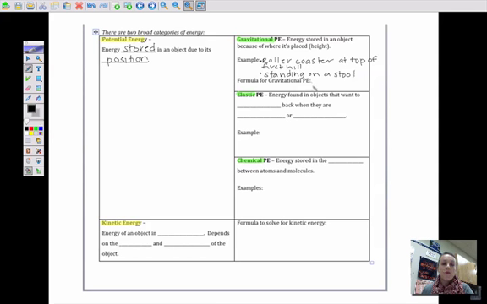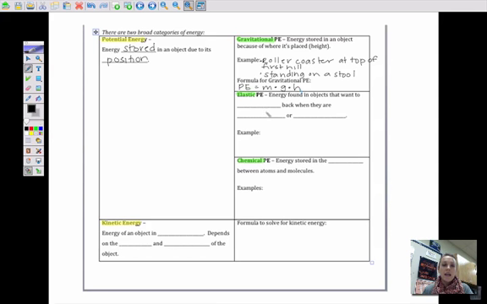In terms of math, which you knew was coming, there's a formula for gravitational potential energy. So we'll say that potential energy is equal to the mass of the object times the gravitational pull of the location you're in times the height of the object in meters.